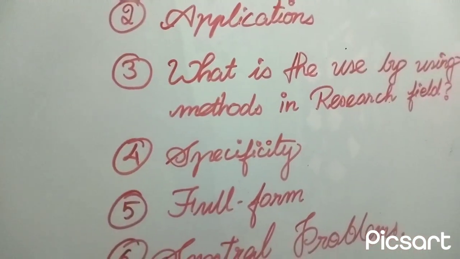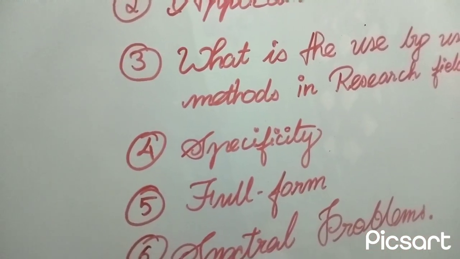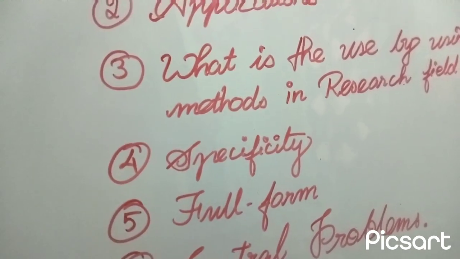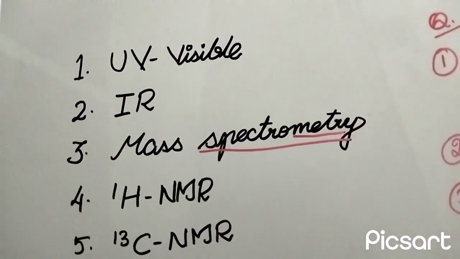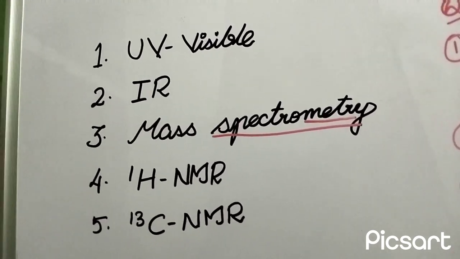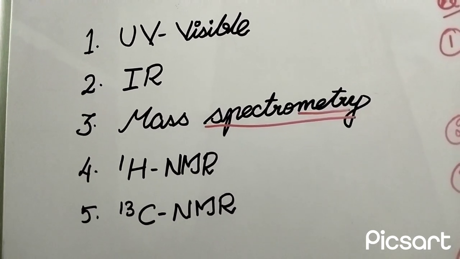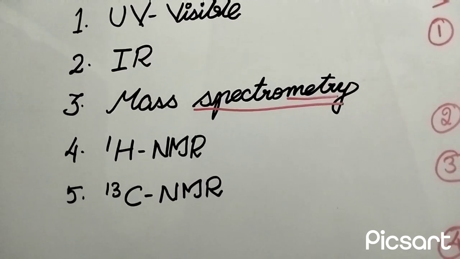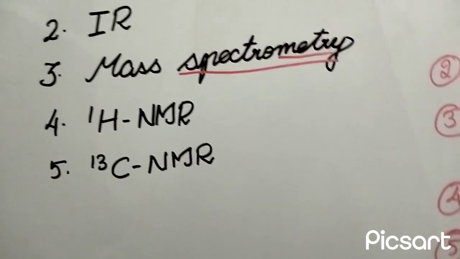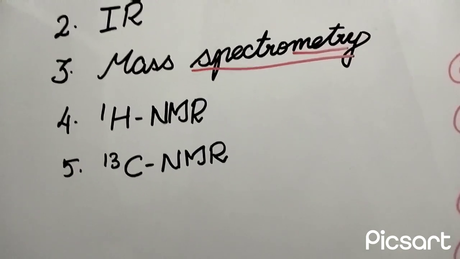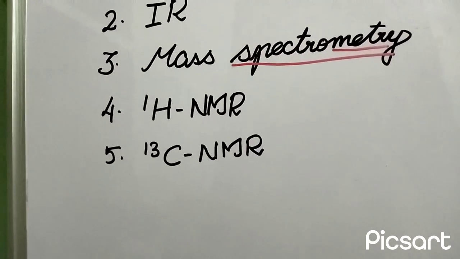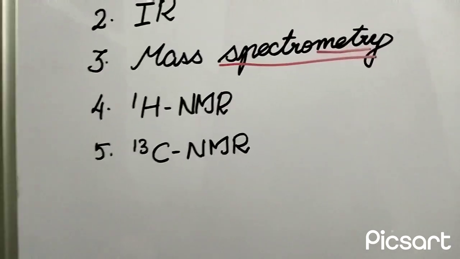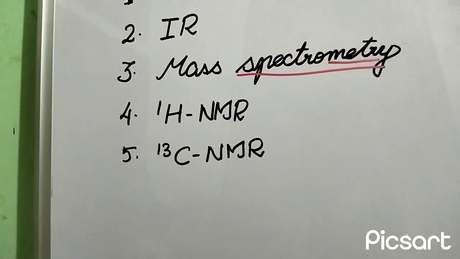And what are the specificities? How are these able to identify only these functional groups, C13, proton peaks, and why? So we are going to see the full forms. What are the full forms for all these things? UV visible means ultraviolet visible region spectroscopy. Next is IR, infrared spectroscopy. Mass spectroscopy, we know that mass means weight, so we are going to determine the molecular weight or molecular mass of a particular compound. And proton NMR and C13 NMR. C13 is an isotopic carbon. So we are going to see proton NMR and C13 NMR also.